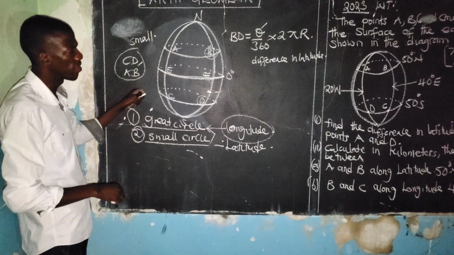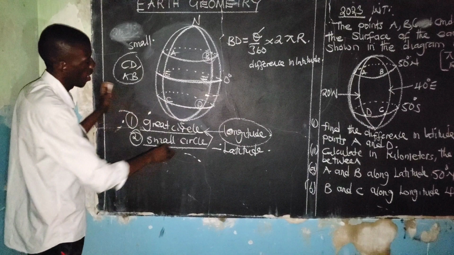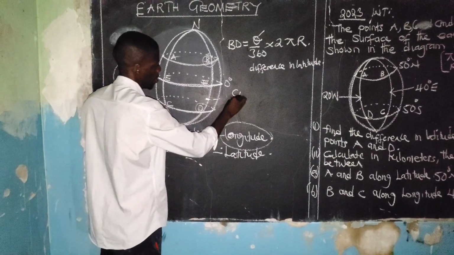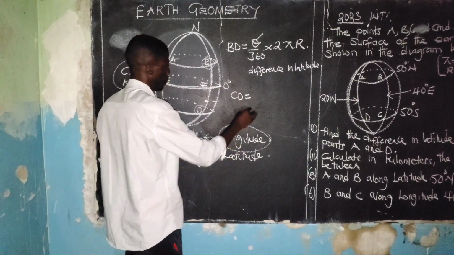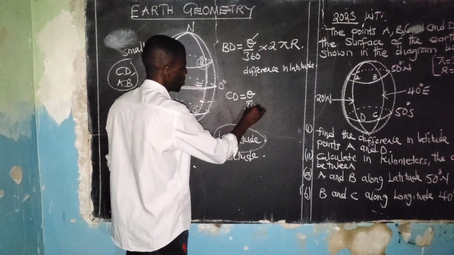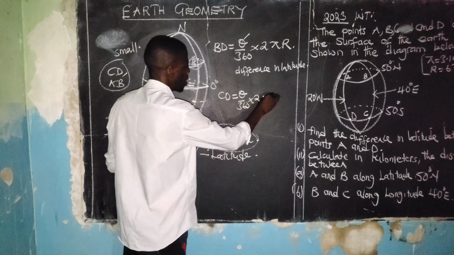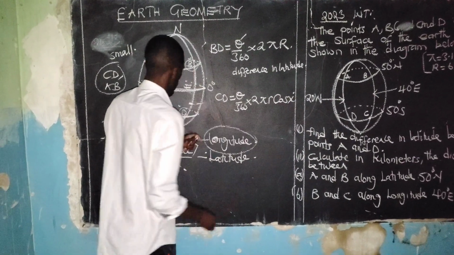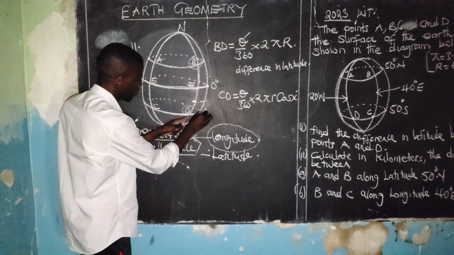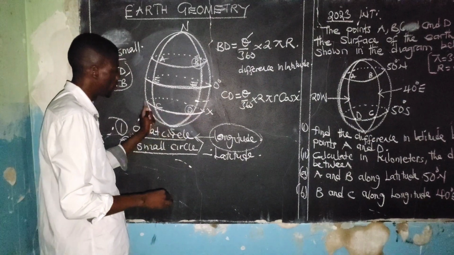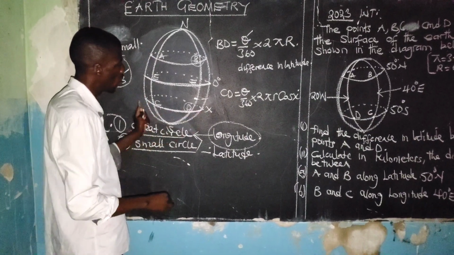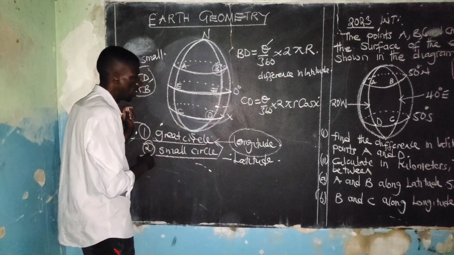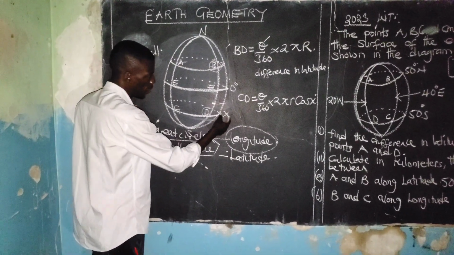Okay. Now, what is the formula for distance along this small circle? So, like CD is equals to theta over 360 times 2 pi r cos x. Now, this x is this latitude on which these 2 points are falling. On what latitude are they on the same? Of course, they are on the same latitude x. So if it is 50, you put 50.